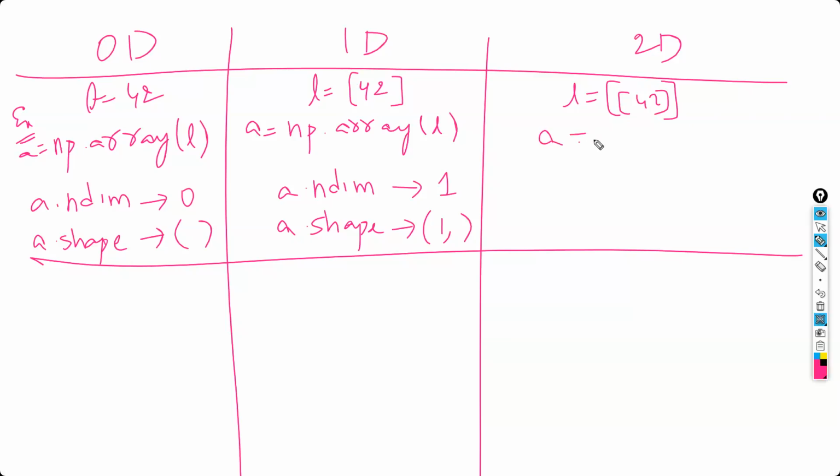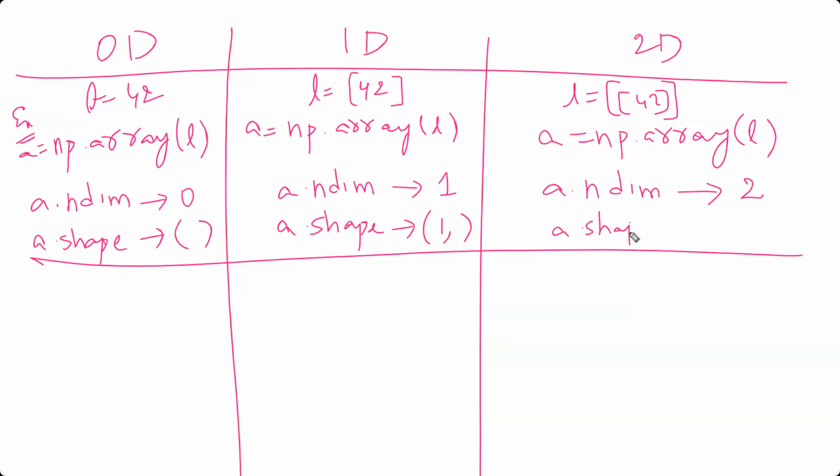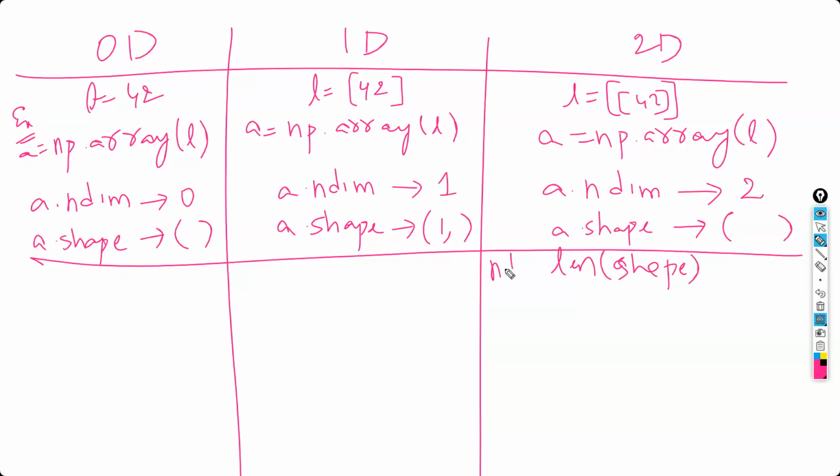Now, if you convert this one to an array, np.array of L, it is also converted as an array, and if you ask a.ndim, it is going to give the output as 2. And if you ask a.shape, it is going to give a tuple with 2 values. How many values are there inside the tuple? The length of the tuple, the length of shape, is nothing but ndim. ndim is nothing but the length of shape. The length function is applied.